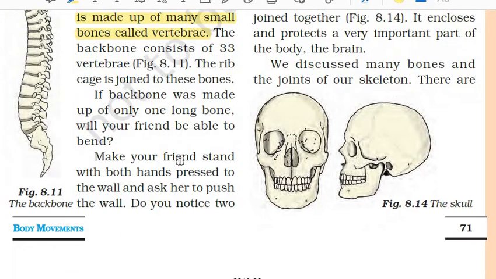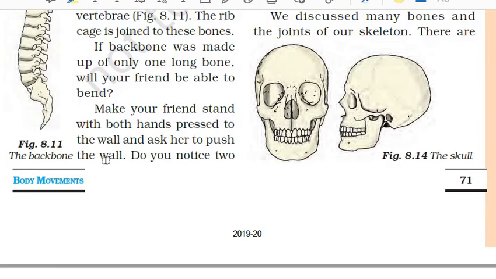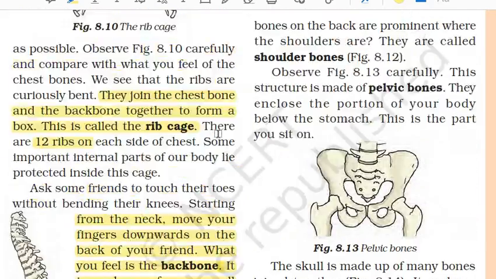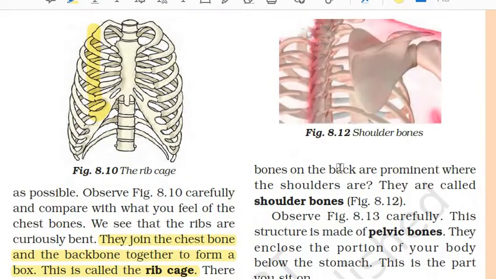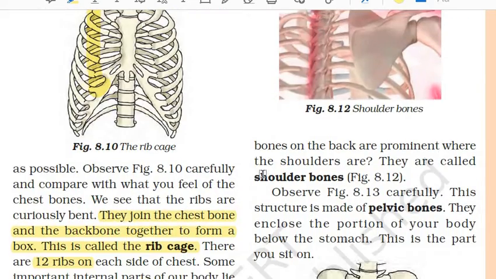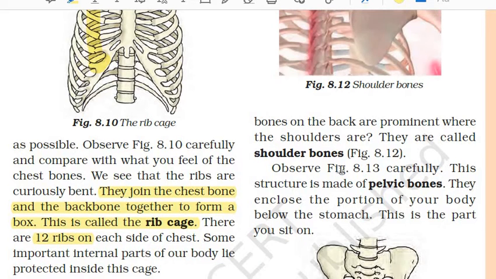If the backbone was made up of only one long bone, you would not be able to bend, isn't it? Make your friend stand with both hands pressed to the wall and ask her to push the wall. Do you notice? The two bones on the back are prominent where the shoulders are. They are called the shoulder bones.